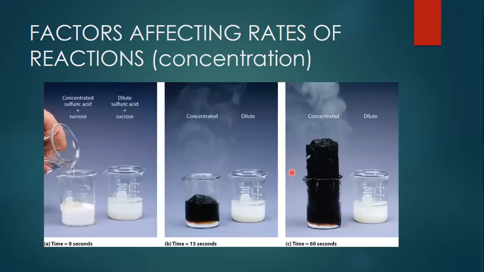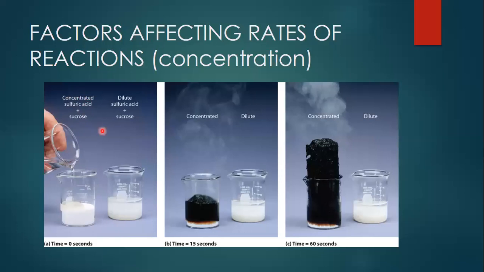Now, this is a picture showing what happens when we add concentrated sulfuric acid. We can get this from our normal car batteries. You shouldn't do this at home, except you have the necessary safety gadgets, goggles, hand gloves, and aprons to put on, because concentrated sulfuric acid is very corrosive and dangerous.